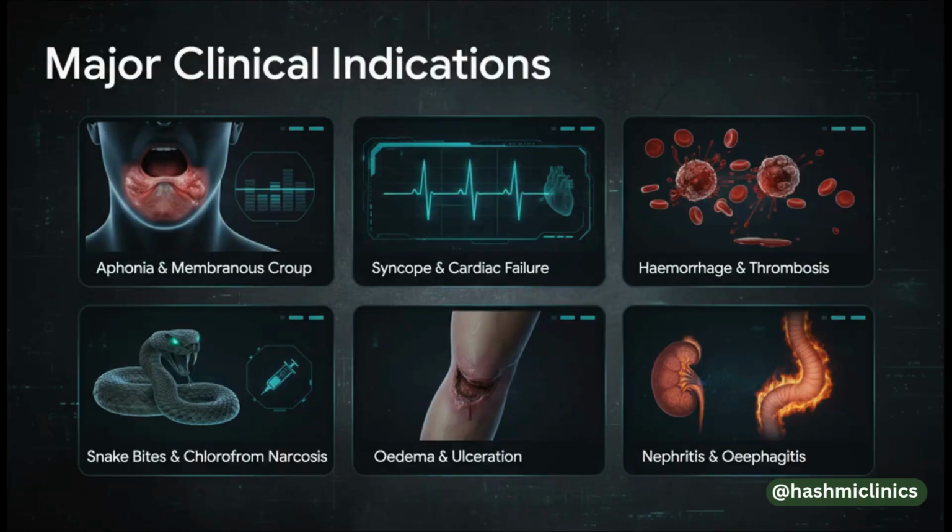And look at this list. It really shows you the incredible range of serious conditions where this remedy can be a game changer. We're talking life-threatening stuff like membranous croup and heart failure, all the way to massive bleeding, poisonings, and deep inflammatory states like nephritis and ostitis. Its sphere of action is just so deep and so versatile.